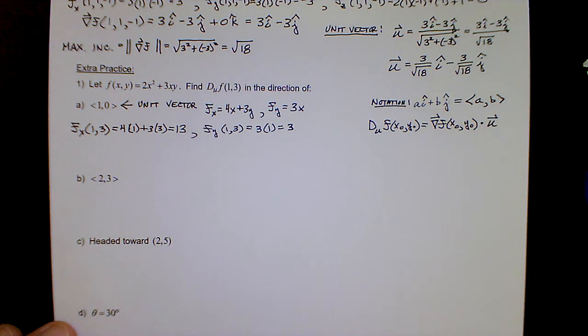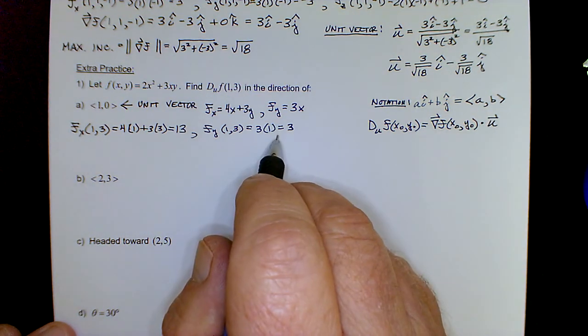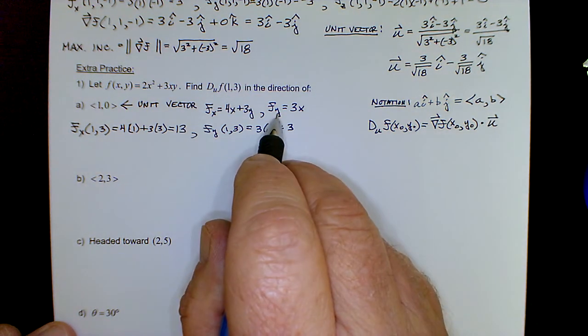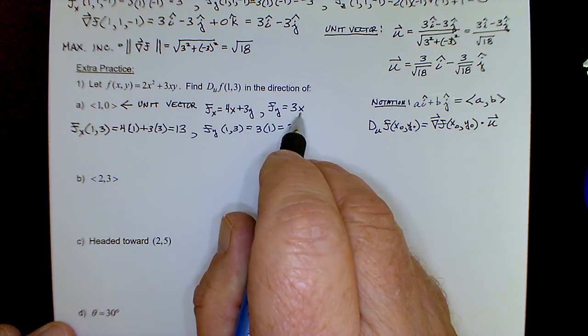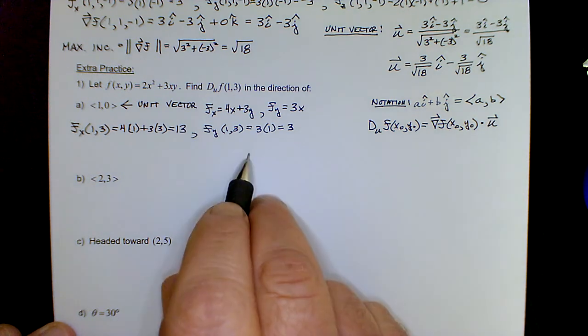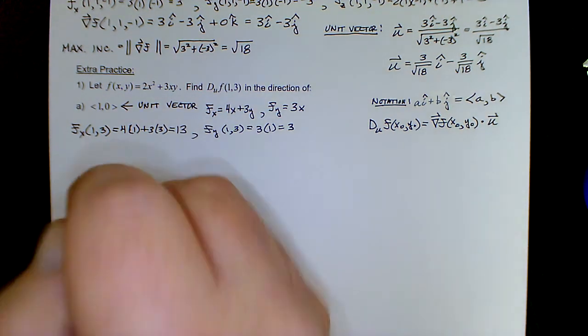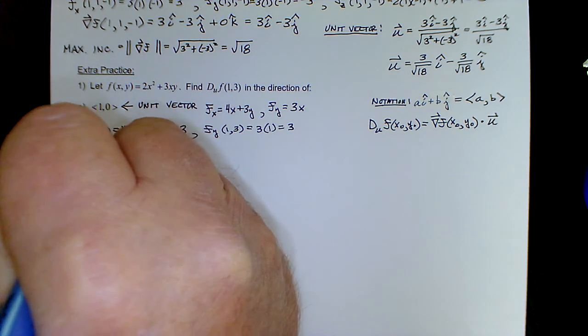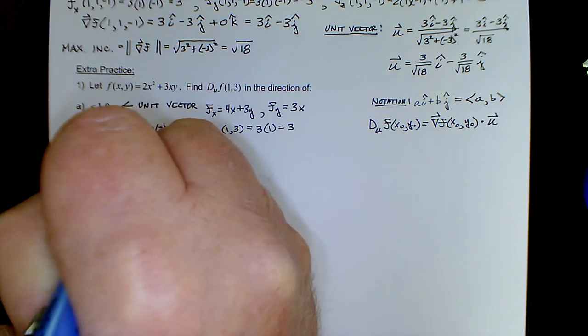Okay, so I'm just double checking here. Yeah, 3x and x is 1. Okay, so we're good. So therefore, the gradient at the point (1, 3) is going to be equal to 13i plus 3j.